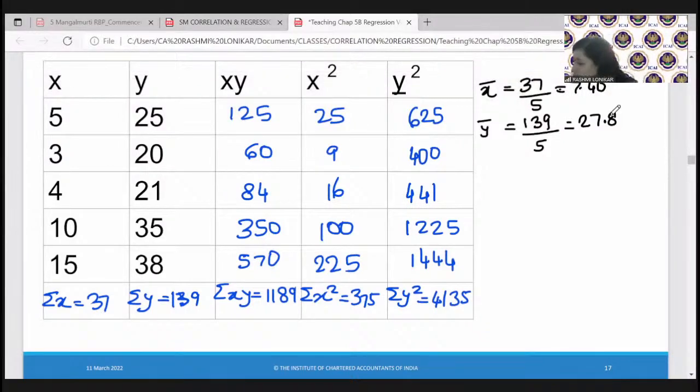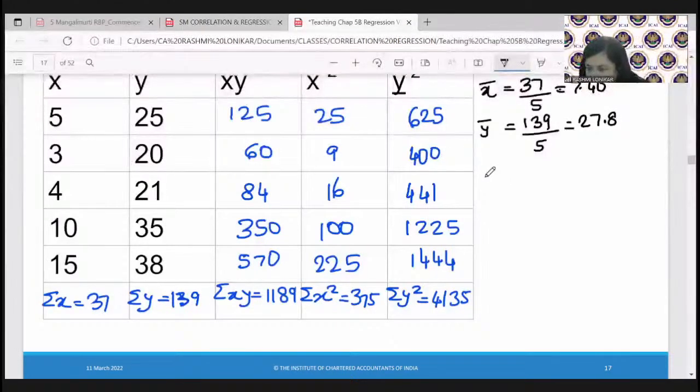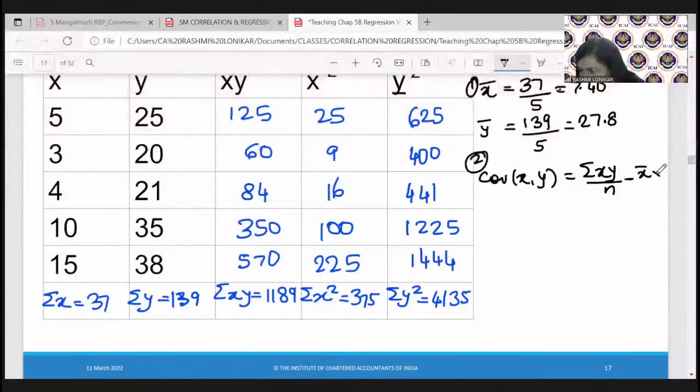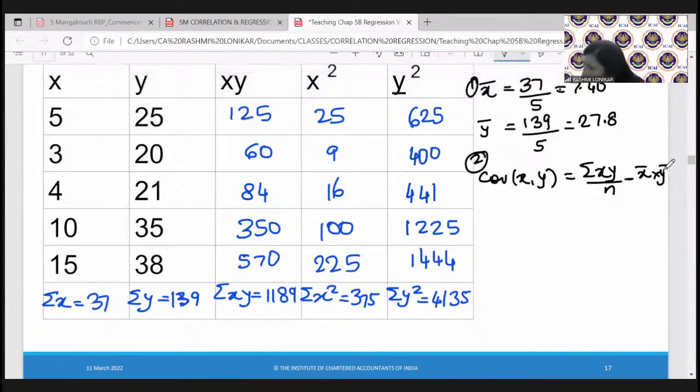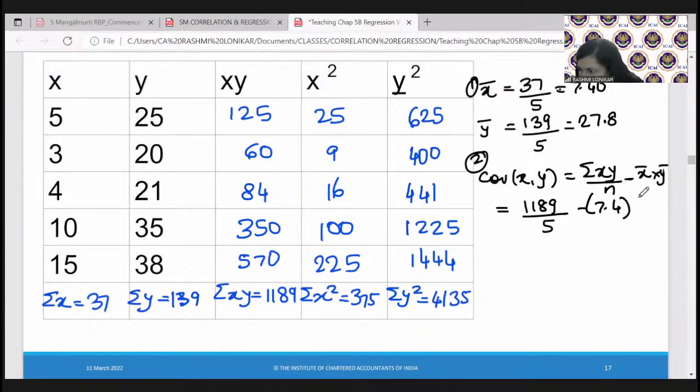Good. Now, second thing I have to find is covariance. This was my first step, this is my second step, that is finding b. So to find b, I have covariance xy, which is equal to summation xy upon n minus x bar into y bar. How much is this? 1189 upon 5 minus 7.4 into 27.8. And this gives me the value, covariance is 32.08.